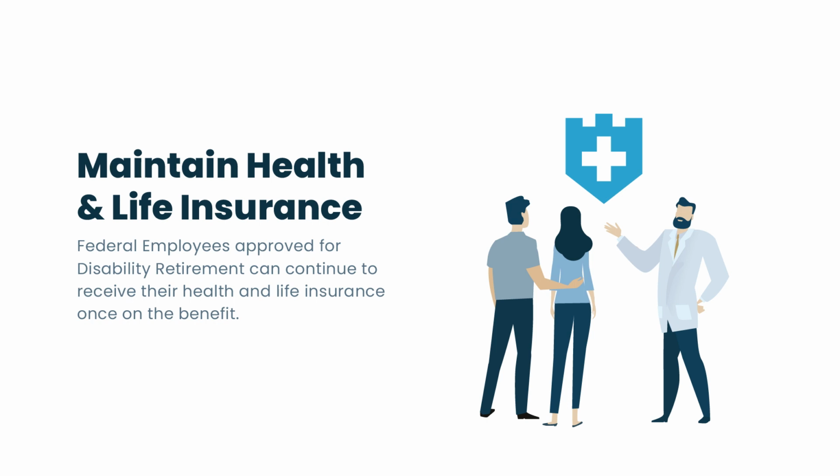Another really important consideration for many of our clients is their health insurance or their life insurance that they currently have through their agency. As an approved annuitant for federal disability retirement, you do have the option to continue to receive those benefits. You can continue to receive your health and your life insurance benefits once you are approved.